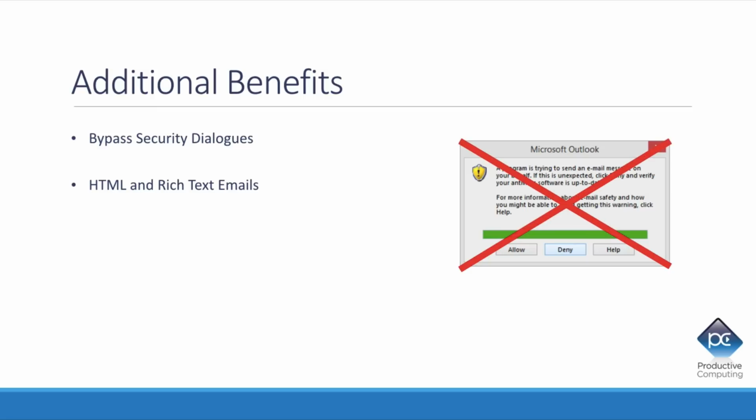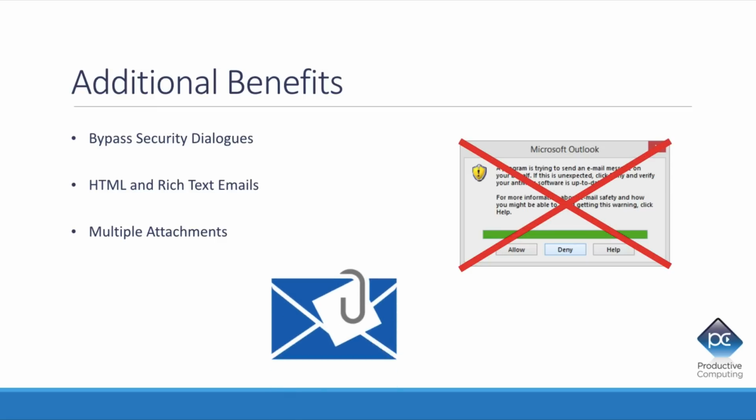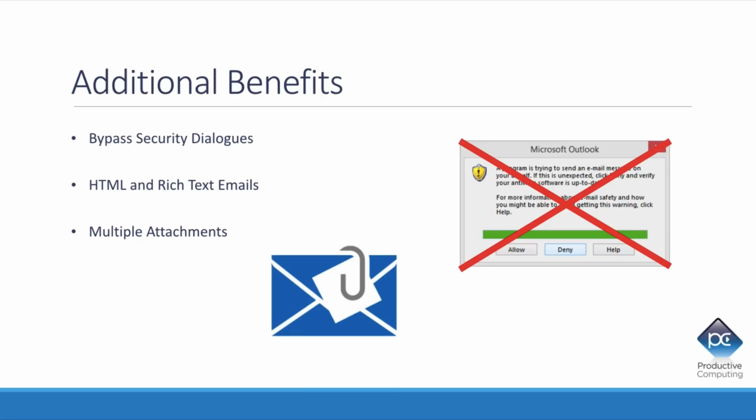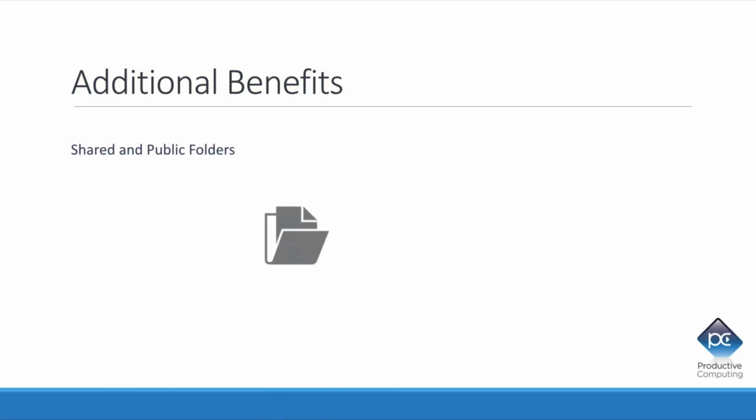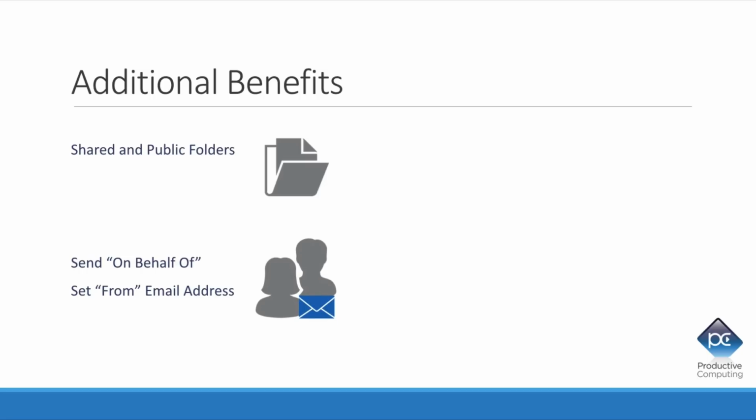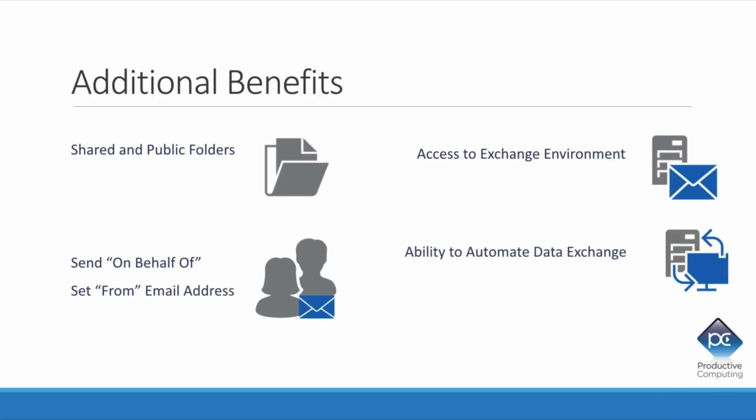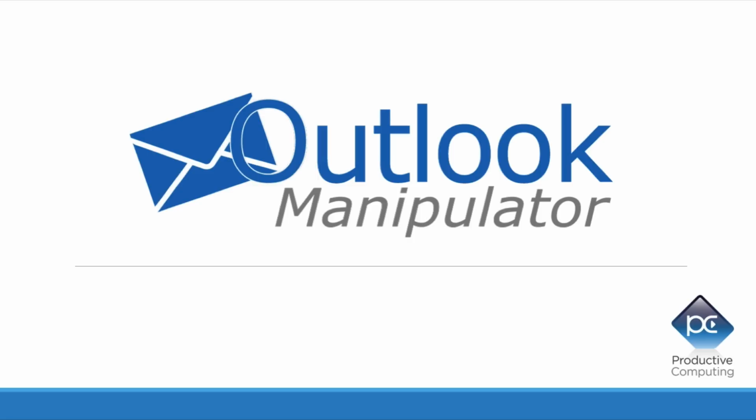Some additional benefits of the Outlook Manipulator plugin include suppressing the Outlook security dialog box, the ability to send HTML and rich text emails, the ability to send multiple attachments with dynamic names, compatibility with shared and public folders, the ability to send on behalf of and set the from email address, access to all mailboxes in the Exchange environment, and the ability to automate the data exchange, eliminating the need to install the plugin on every workstation. This is just a small sample of what is possible using this plugin. You can add, edit, and delete records using simple FileMaker script steps.